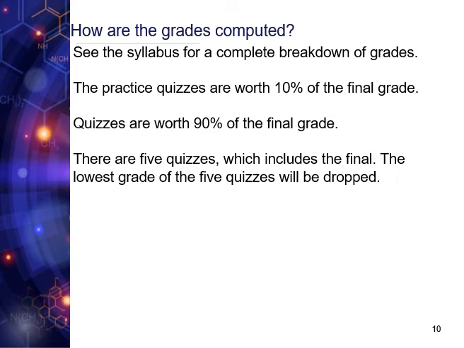How are the grades computed? See the syllabus for a complete breakdown of grades. Practice quizzes are worth 10% of the final grade. Quizzes are worth 90% of the final grade. There are 5 quizzes, which includes the final. The lowest grade of the 5 quizzes will be dropped at the end of the semester.